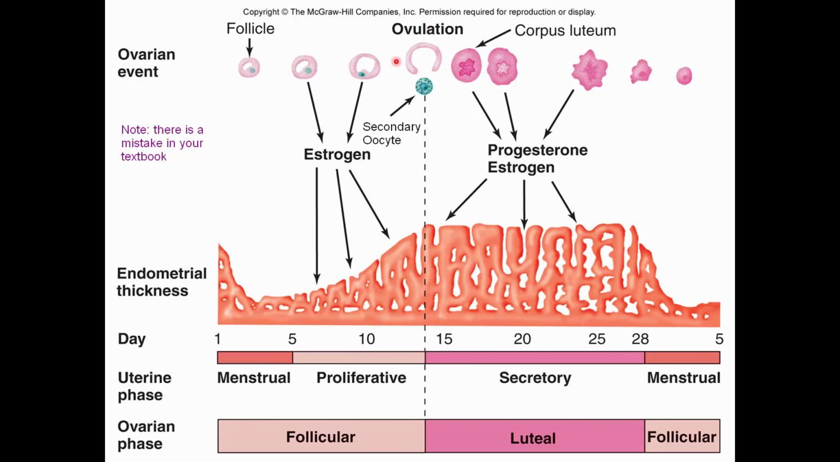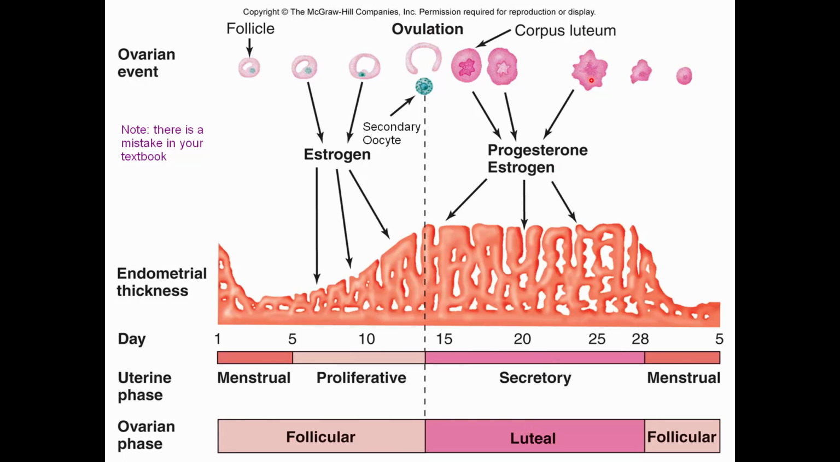I'll get into that in a bit. So the follicle releases the secondary oocyte. Now your textbook says this is an ovum. That's a mistake. This is a secondary oocyte. The follicle that's left behind is turned into a corpus luteum by luteinizing hormone. So not only do we produce estrogen, but we produce progesterone, and that causes the specialization and the secretory phase. So secretory phase and the luteal phase are happening together.